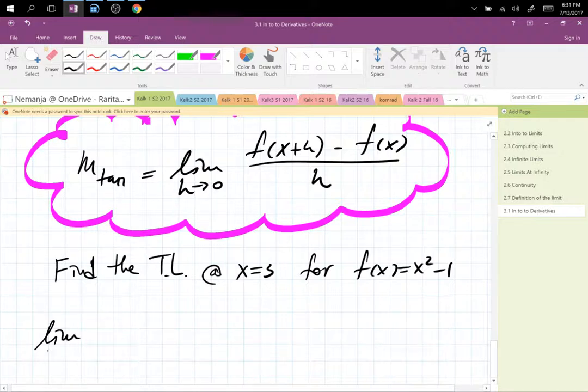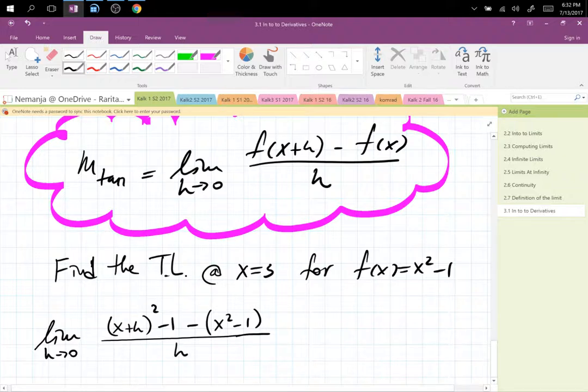So let's go. Limit as h goes to 0 of f of x plus h. So that's (x plus h) squared minus 1, minus f of x, which is just (x squared minus 1) in parentheses, divided by h. All I need to do is work out the algebra there, and that will give me the answer.